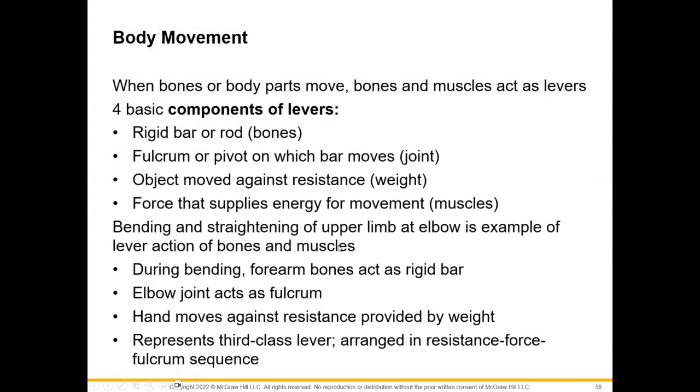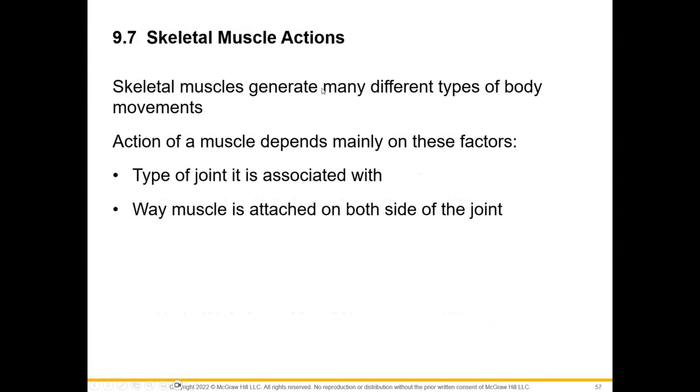Okay, before we get into the individual muscles, I'll go ahead and cover this very quickly also. So 9.7, skeletal muscle actions. Skeletal muscles will generate a lot of different types of body movements. Action of muscle depends mainly on these two factors: the type of joint that it's associated with, and the way the muscle is attached on both sides of the joint.